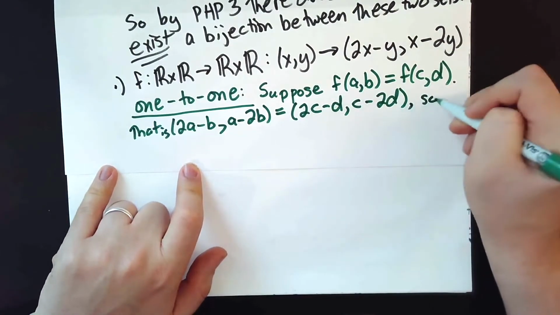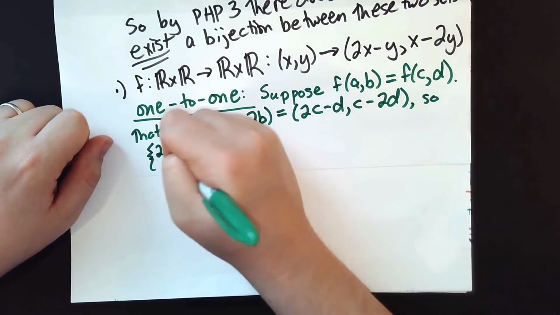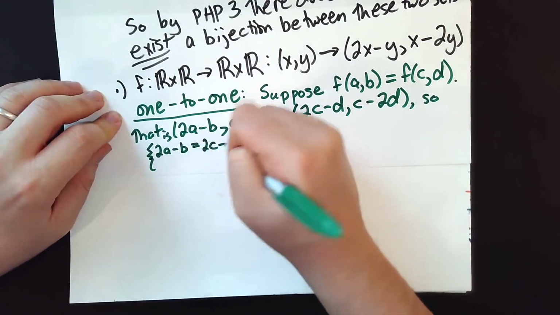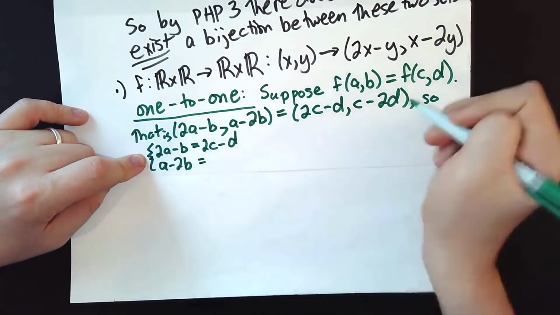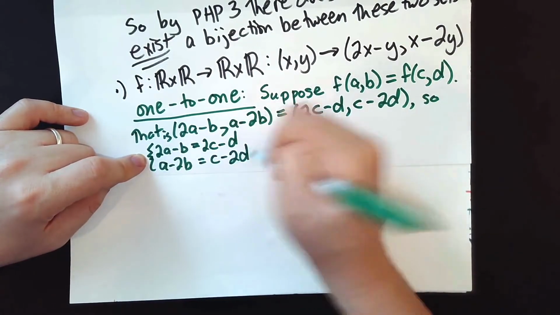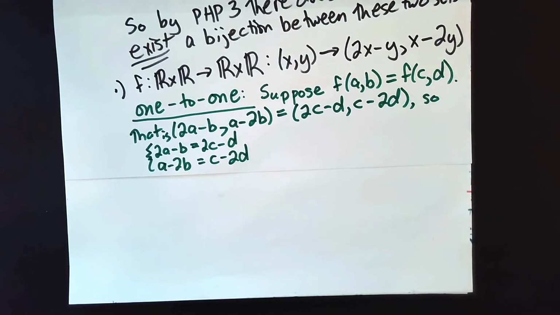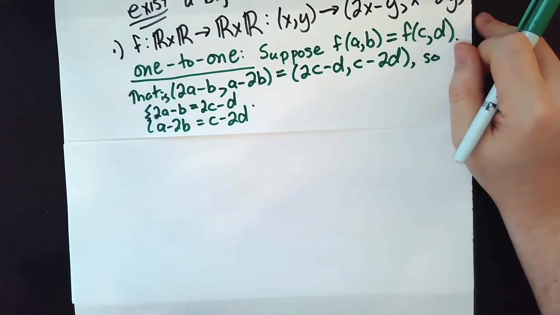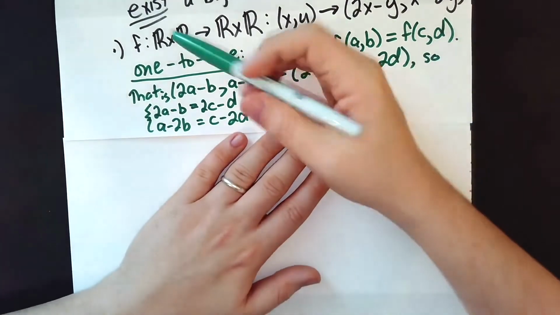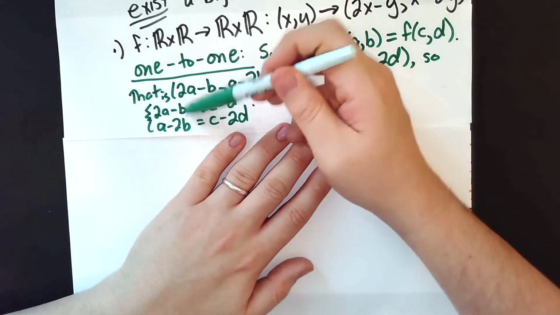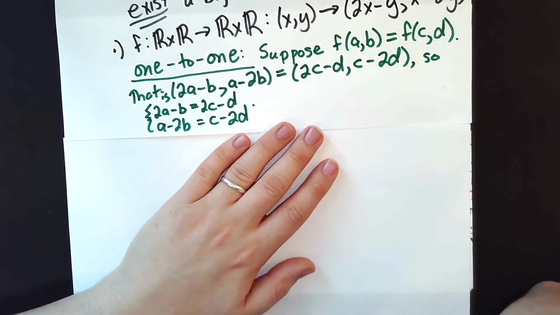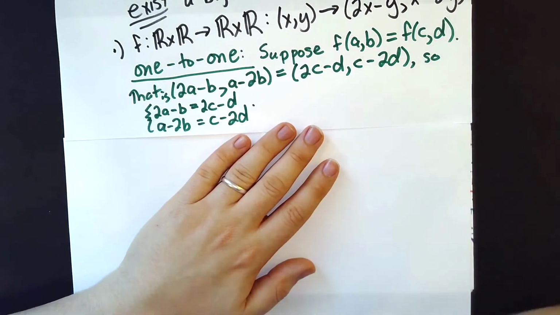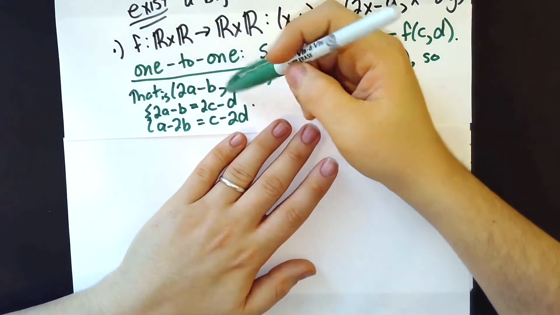And so, again, that's really giving me a system of equations: 2a minus b is equal to 2c minus d, and a minus 2b is equal to c minus 2d. Now, reminder, when you have a system of equations, there are a couple different ways you can proceed. One is to solve and substitute, and the other is to combine the equations to try and eliminate variables. In this case, I recommend the second one. Try and combine these equations to eliminate variables.